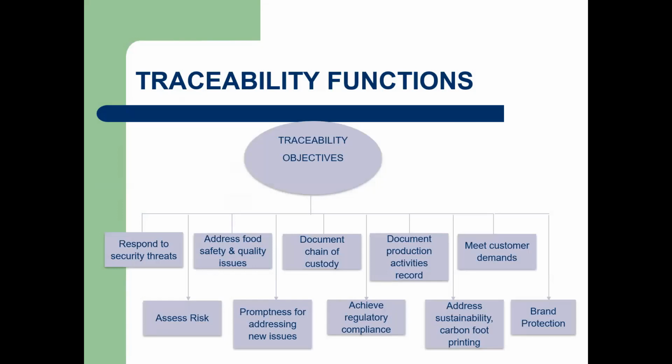So what are some basic traceability functions? I would say it would respond to your security threats because it creates some transparency along the supply chain. It would address food safety and quality issues definitely, because it identifies some critical events, the events that are critical to food safety and quality, and assigns some key data elements to each critical traceability event. So that documentation of chain of custody is definitely there.